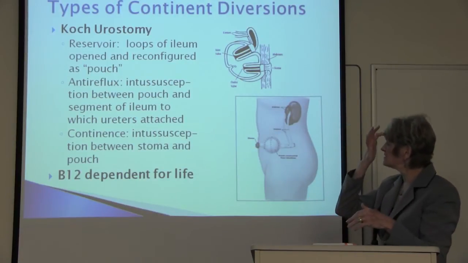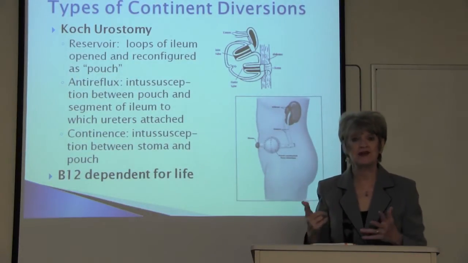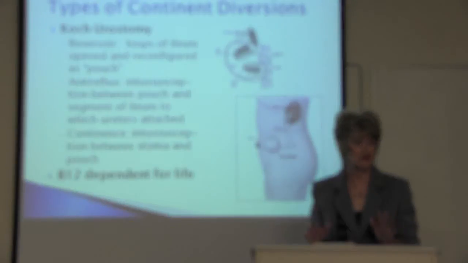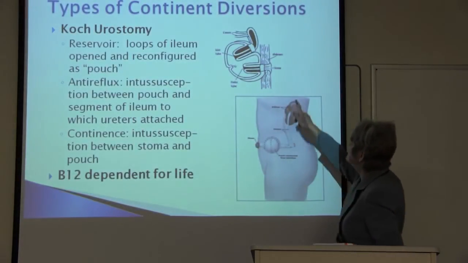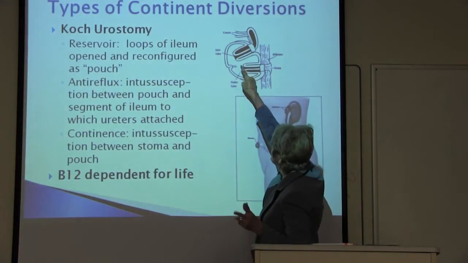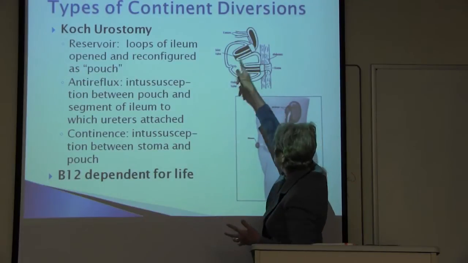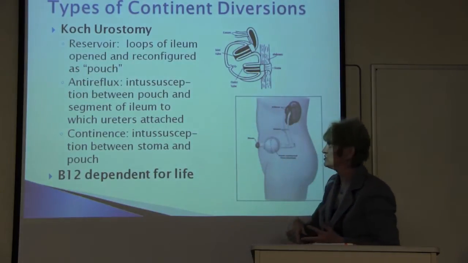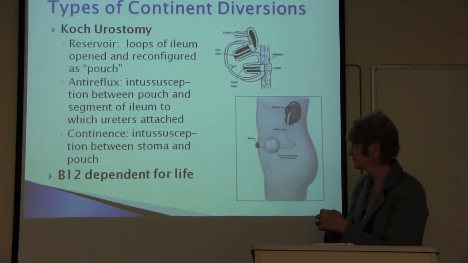So with the Koch urostomy, the reservoir is constructed from loops of ileum that are opened and reconfigured to form a pouch, just like we talked about with the Koch ileostomy. So you see you have several loops of bowel, or two major loops of bowel that have been opened and then reconfigured, and you're going to end up with a pouch formation. So the reservoir is constructed out of ileum. The ileum is reconfigured to form a non-contractile pouch.